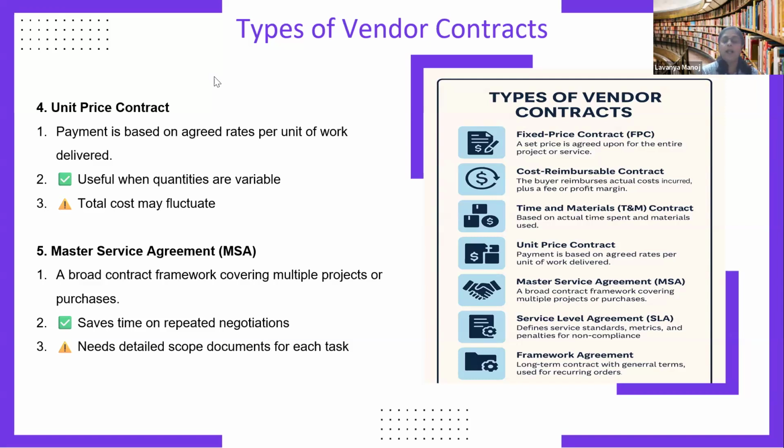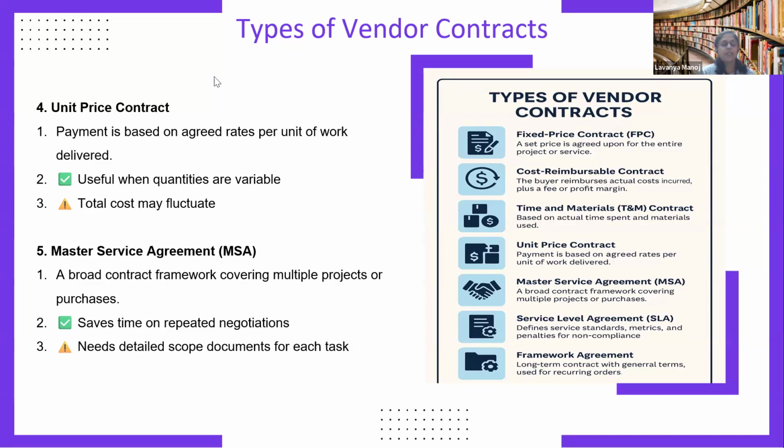It may fluctuate. And the last type is the master service agreement, which is the best type of contract a company can have. A broad contract framework covering multiple projects or processes, purchases. It is not limited only to the upcoming season, or to a particular time period, or to a particular unit price or piece rate, whatever it is. There is no limitation at all. According to the season, the upcoming seasons, or the price fluctuations, changes in the contract can be made. That's called a master service agreement.